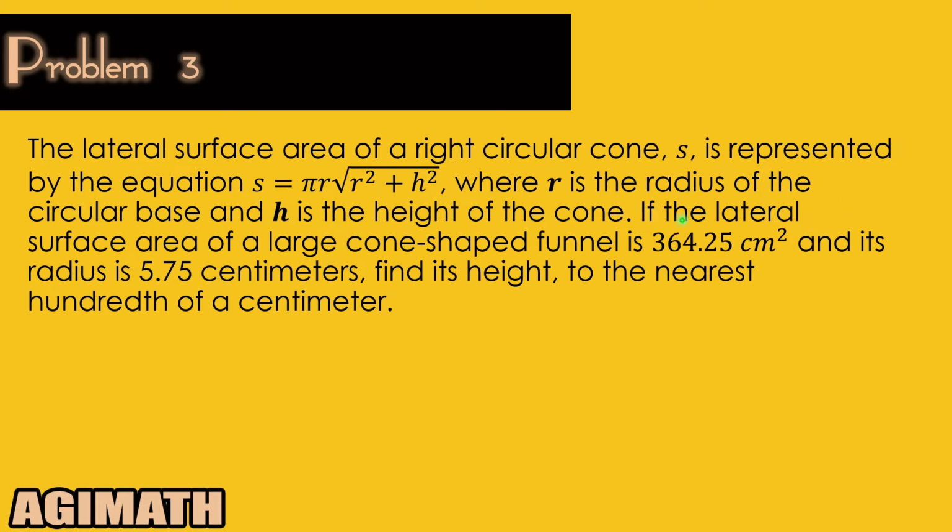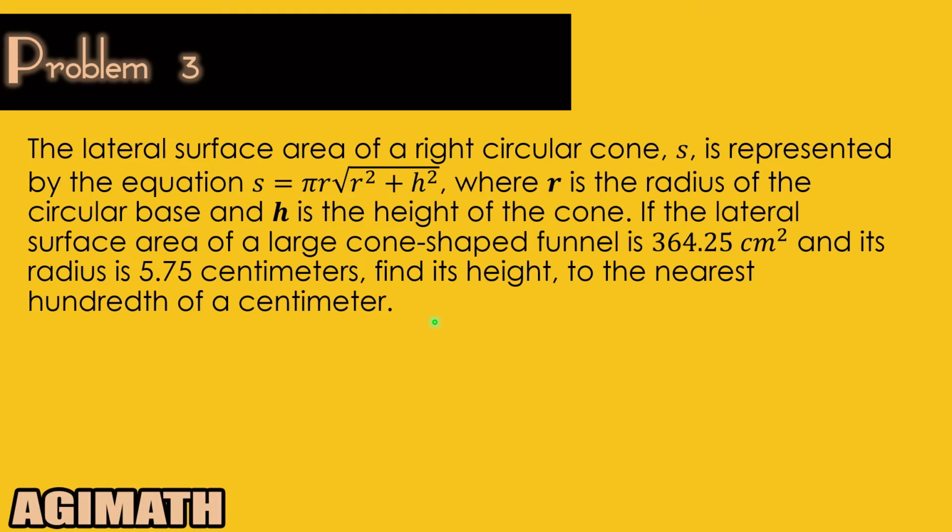If the lateral surface area of a large cone-shaped funnel is 364.25 square centimeters and its radius is 5.75 centimeters, find its height to the nearest hundredth of a centimeter.